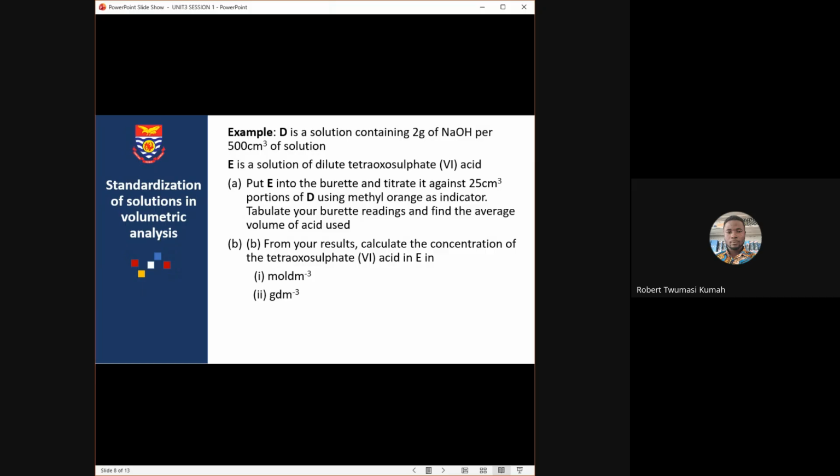So let's try and see. There's a question here. Standardization of a solution in volumetric analysis. D is a solution containing 2 grams of sodium hydroxide per 500 cubic centimeters of solution. E is a solution of dilute tetraoxosulfate(VI) acid. So we look at the instructions. We have to put E into the burette and then D into the conical flask. And our indicator is methyl orange. And then you tabulate your burette readings and find the average volume of acid used.